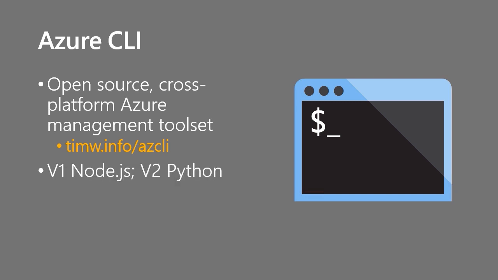For Azure CLI V1, Microsoft used Node.js. V2, the current version, is a Python application. The good news, though, is that if you don't have Python 3 installed on your system, the Azure CLI installer will lay that down for you automatically.